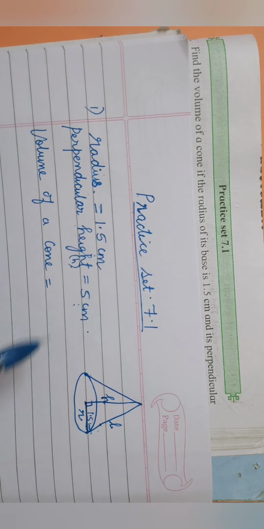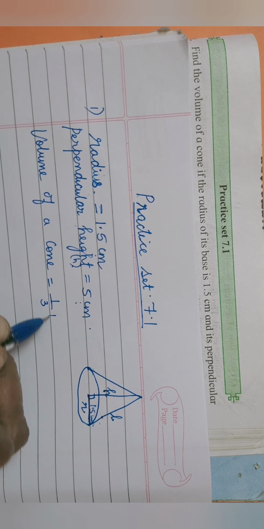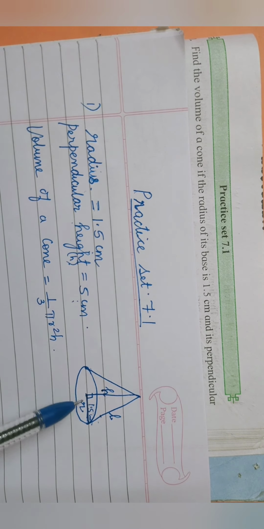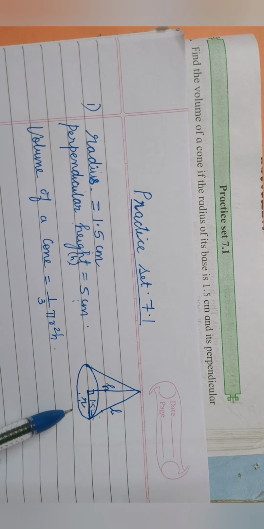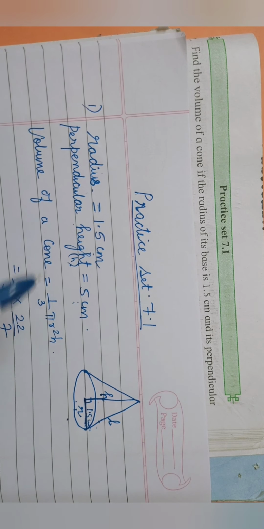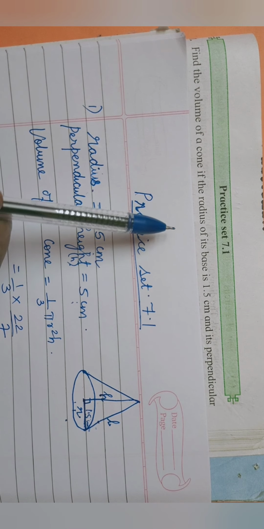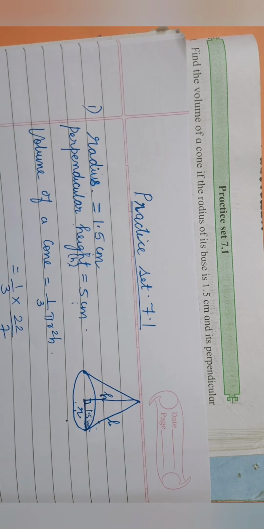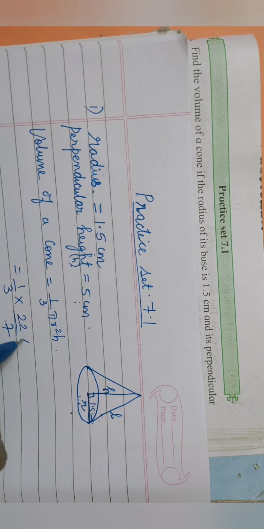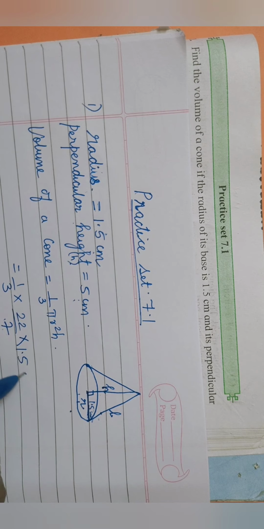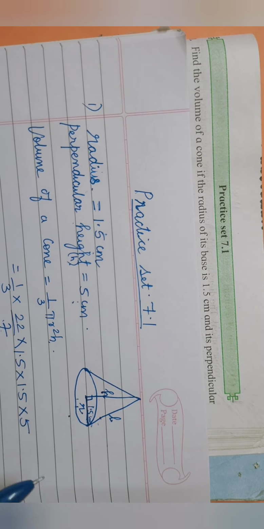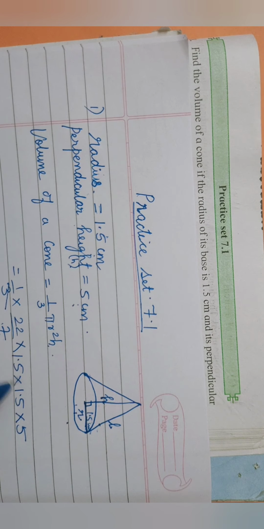So the volume of a cone is what? 1 upon 3 pi r square h. For a 2 mark sum, no need to draw all this. This is for your understanding. 1 upon 3 pi is 22 upon 7. If they have mentioned to take pi as 3.14, then we have to take 3.14. Here nothing is mentioned in the question, so I have taken 22 upon 7. r square. r is 1.5, the square means twice we have to write it. h is 5 here. So you can cancel it, 2.5.